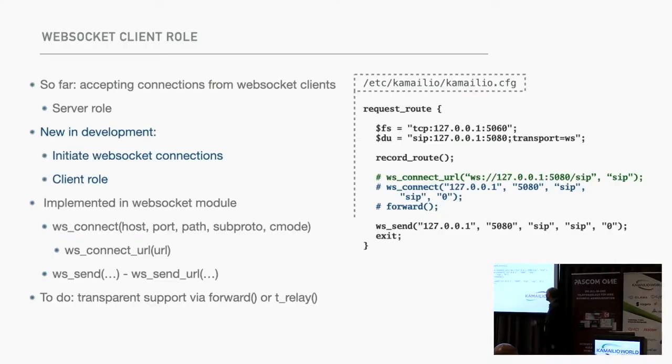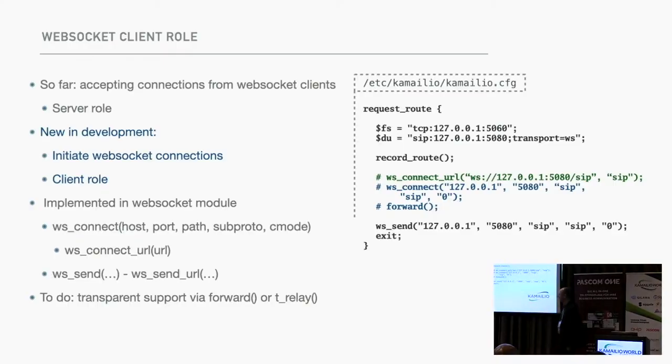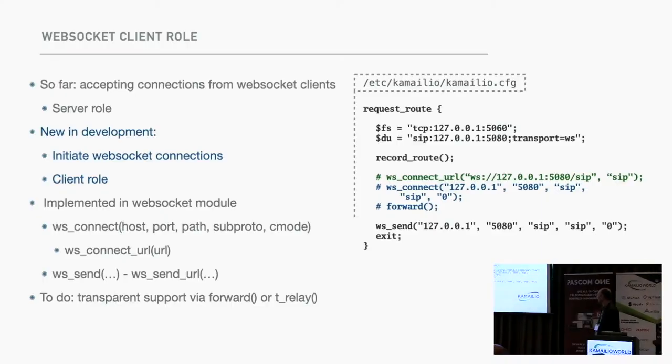We have 2 variants for the functions because you can provide it as a URL, or you can give it split on attributes like address, port. You have to give the path.